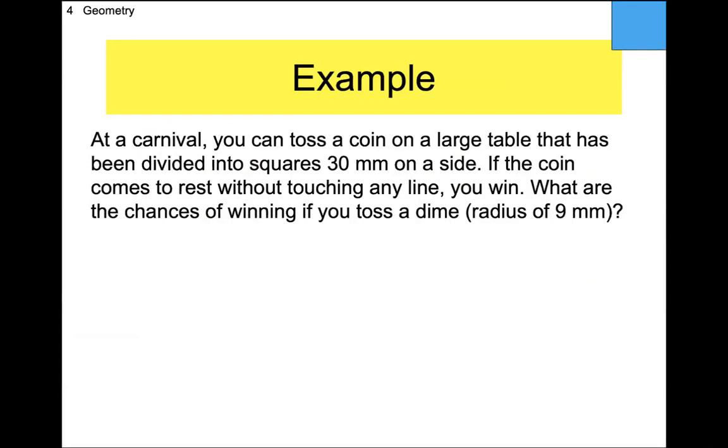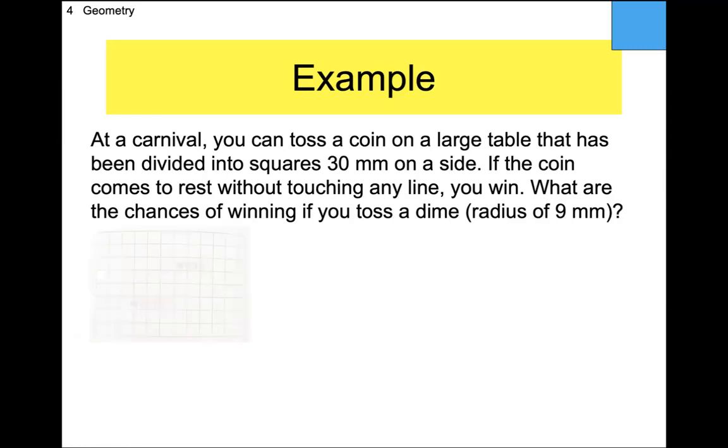So it says at a carnival or a fair, you can toss a coin on a large table that has been divided into squares. That means multiple squares. And each square is 30 millimeters on a side. If a coin comes to rest without touching any line, you win. What are the chances of winning if you toss a dime? And it says a dime has a radius of 9 millimeters.